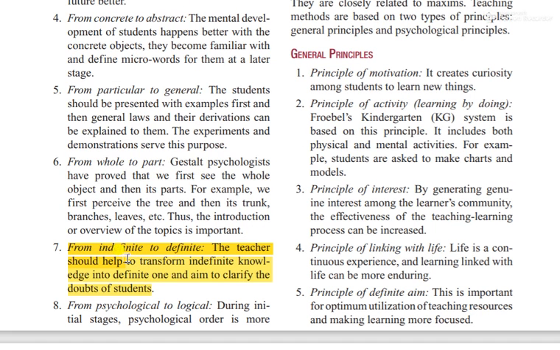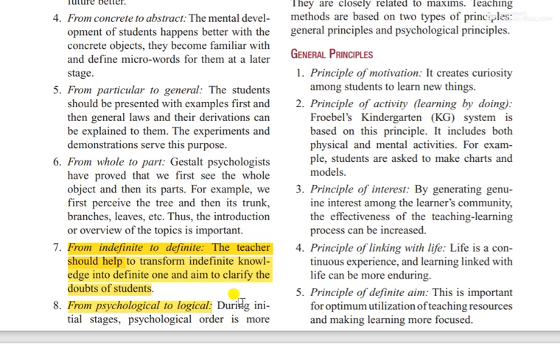Another one is indefinite to definite. Teachers should help to transform indefinite knowledge into definite knowledge, and aim to clarify the doubts of the student. The teacher should start with the indefinite things, and then they will reach the conclusion. Next, from psychological to logical.